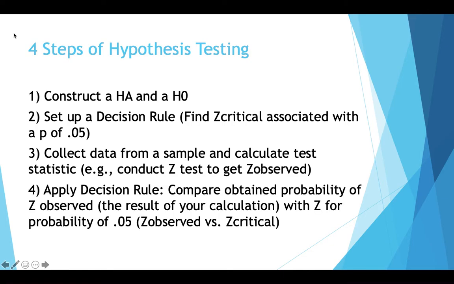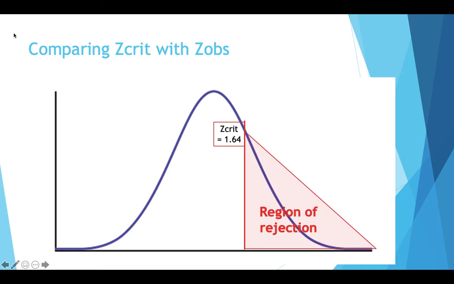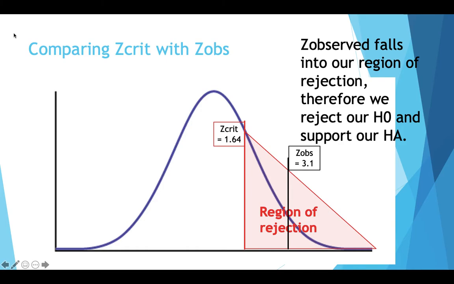We compare the obtained probability of z-observed, the result of our calculation, with the z for probability of 0.05, which is our z-observed versus our z-critical value. Now here's a visual demonstration of what that looks like if we have a z-critical of 1.64. This is our region of rejection, and anything that falls into that region of rejection allows us to reject our null hypothesis and support our alternative hypothesis.